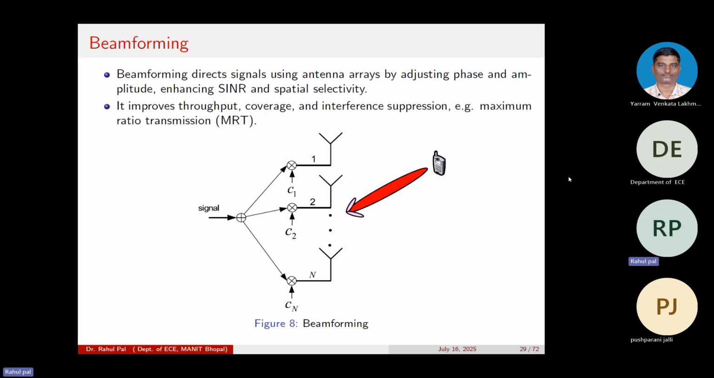Is this clear to everyone? Is this clear? We are adjusting the weights given in the bracket.